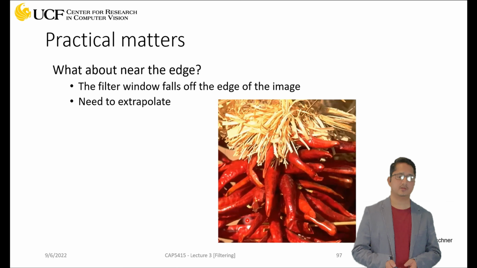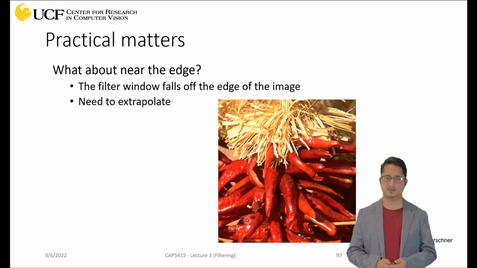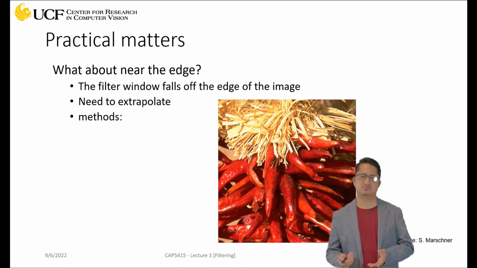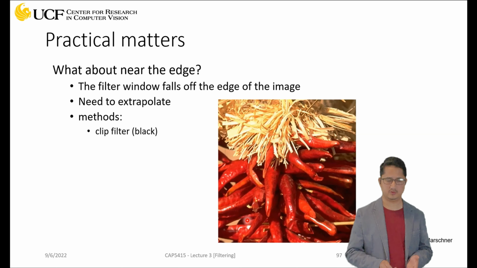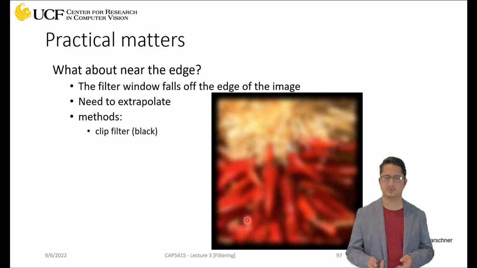Now, another interesting question is what happens if we have edges, because we can't place your kernels on the corners. And there are many different solutions to that, and we should actually not worry about that. So we can extrapolate those values. We can even just make them all 0. Okay, that's called clipping filter, something like this. This is your smoothing filter.